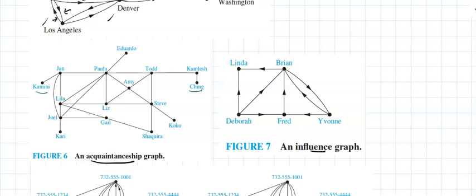Take an influence graph. If you look at this and you want to read it, the direction tells you who influenced what. It seems Linda is being influenced by two people only, Deborah and Brian. And it seems Fred is being influenced by Deborah and Yvonne, but can influence Brian. And you can get the idea of how this works. So you could use that to figure out who influences who. That could be a structure of friendship. That could be an influence in a workplace, manager, supervisor, all these different things.